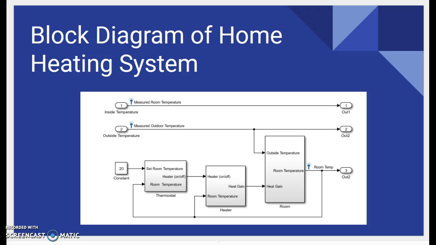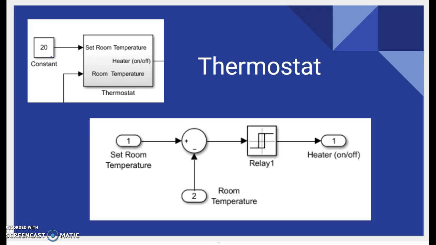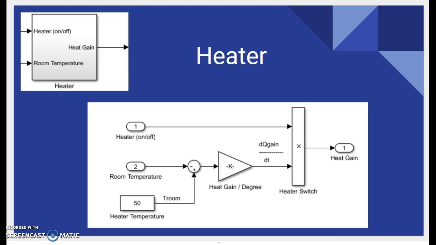Going from left to right, the first system modeled is the thermostat. The constant block feeding into the thermostat is the temperature, in Celsius, that would be chosen on the dial or digital display. The subsystem consists of the input of the set room temperature into a summing block. The output of the summing block feeds into a relay which acts as an on-off switch for the heater. The second input into the summing block is the monitored room temperature. The purpose of this subsystem is to turn on the heater at a certain temperature and turn off the heater at a certain temperature. The second subsystem is the heater.